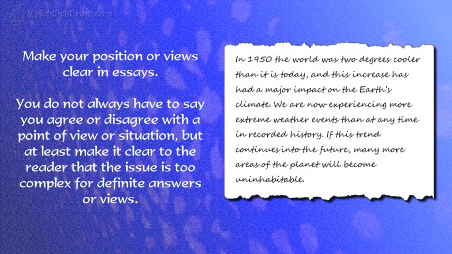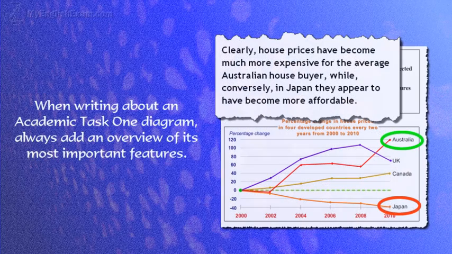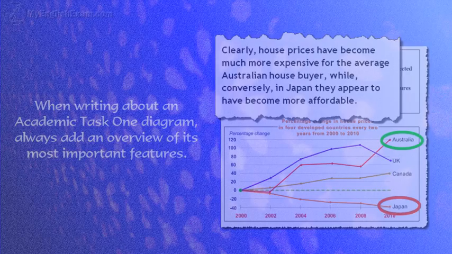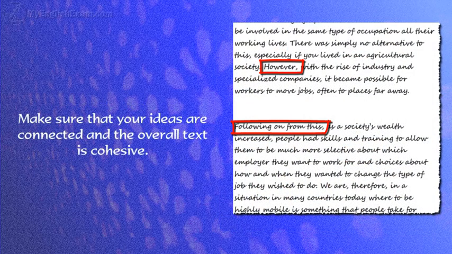Make your positional views clear in essays. You do not always have to say you agree or disagree with the point of view or situation, but at least make it clear to the reader that the issue is too complex for definite answers or views. When writing about an Academic Task 1 diagram, always add an overview of its most important features. Make sure that your ideas are connected and the overall text is cohesive.